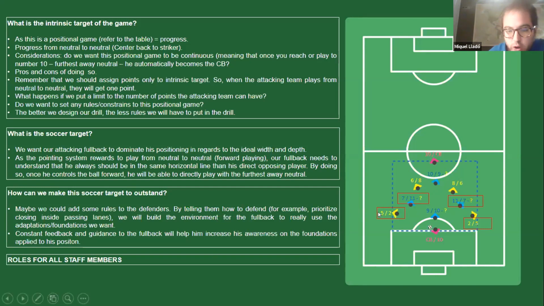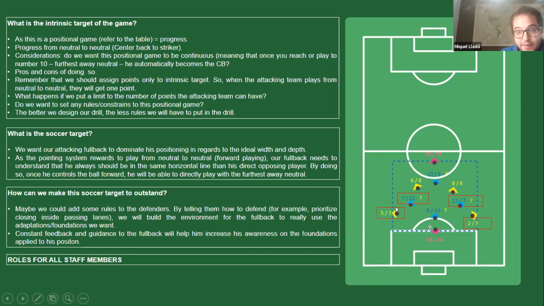makes the concept that we want to work possible. Because if we go into what we want to work, what is the soccer target of this positional game, we want our attacking fullback, that guy, this one here, look at my arrow, we want this guy to dominate his positioning in regards to the ideal width and to the ideal depth. As the pointing system rewards playing from neutral to neutral, purple to purple, the forward player, this one, will always be pressing, but the winger, as I said, will be closing inside.